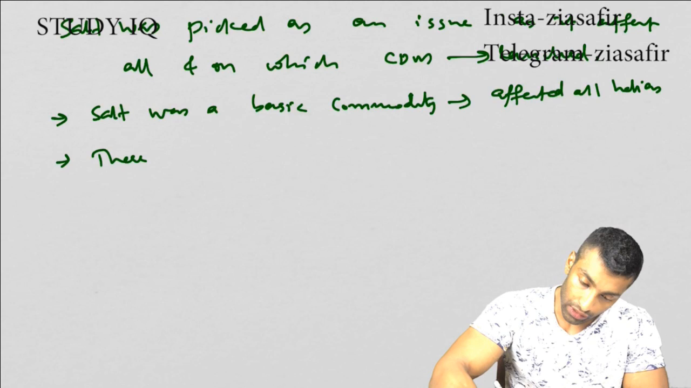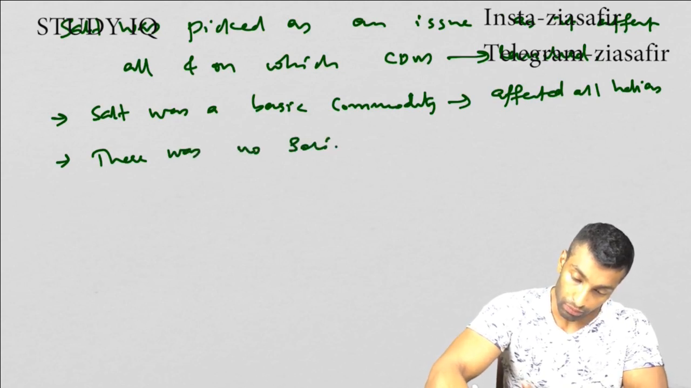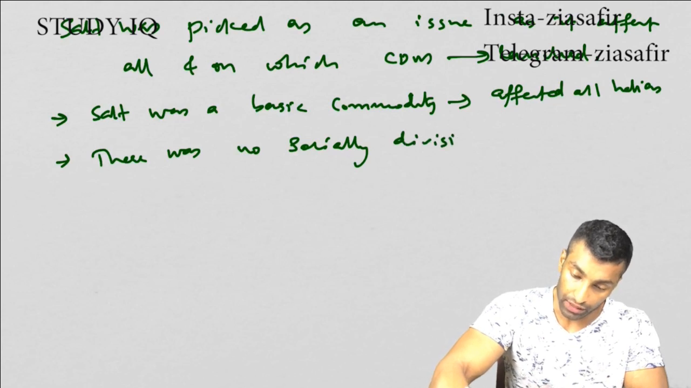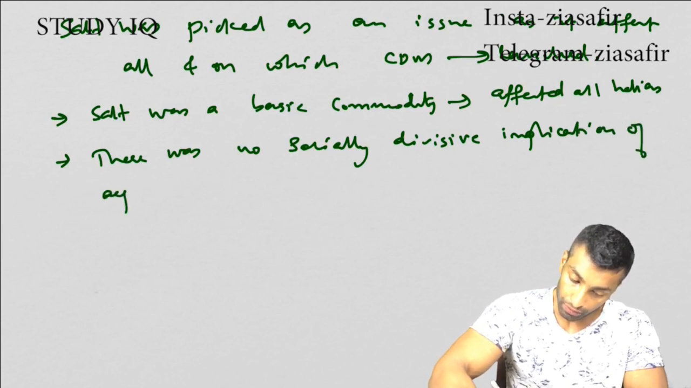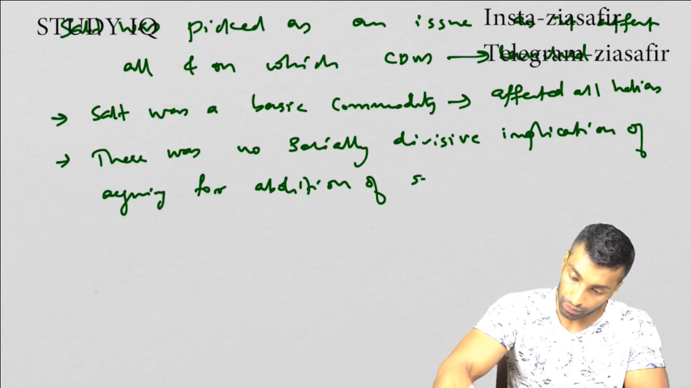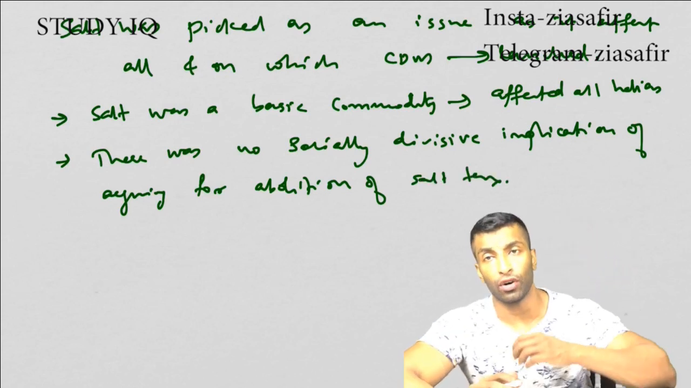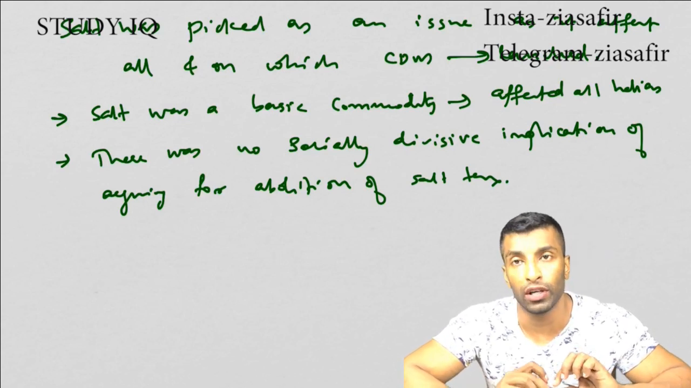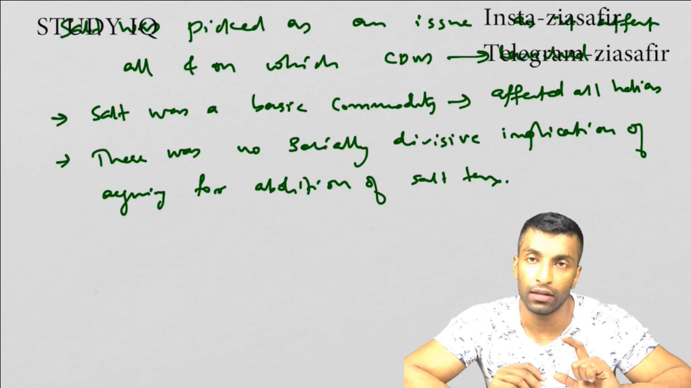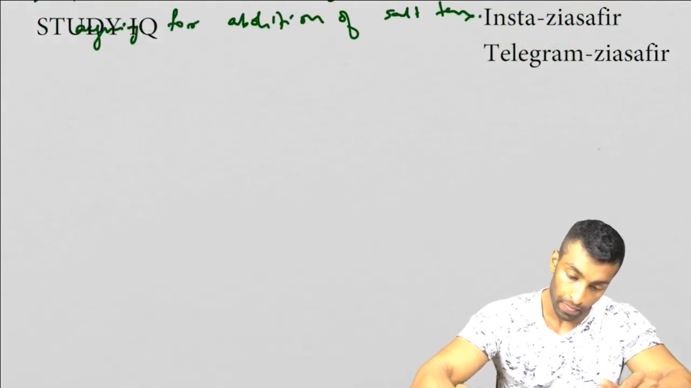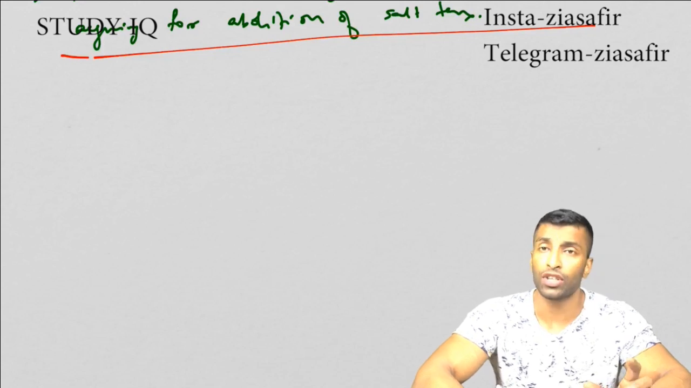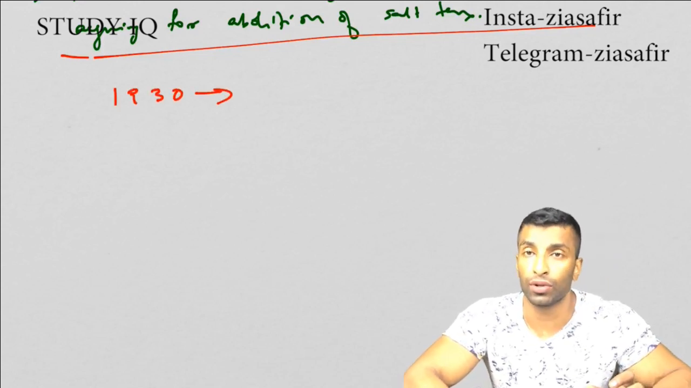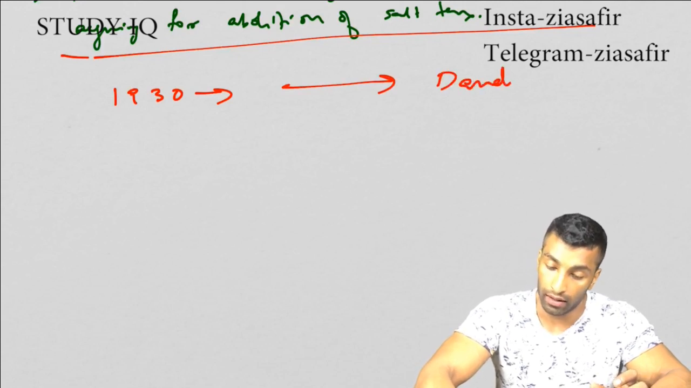And secondly, there was no socially divisive implication of arguing for abolition of salt tax. Why? Because it is going to affect all sections of Indians. If you had argued for abolition of land revenue, it would affect the zamindars and they would support the British. Okay, then Gandhi's 11 demands were rejected by the British. So during March-April 1930, Gandhi marched from Sabarmati Ashram, Gujarat, to the coastal area of Dandi.